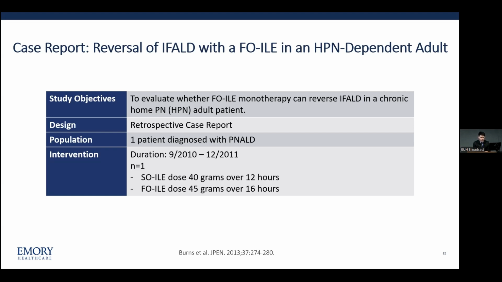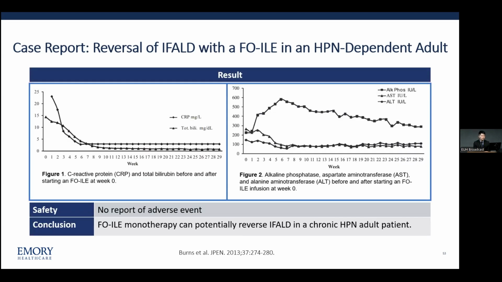The patient was originally started on soybean with 40 gram over 12 hours, then transitioned to a FOILE dose of 45 gram over 16 hours. Following the transition, the patient's symptoms improved within the first 4 weeks, with previous complaints of nausea, vomiting, and diarrhea resolved. By week 5, total bilirubin and C-reactive protein, known as CRP, which is an inflammation marker, had decreased threefold.